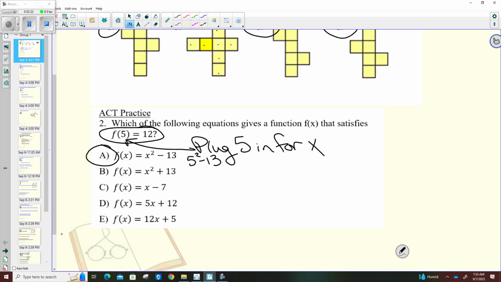But you can quickly look down here, 5 minus 7, you can automatically get rid of c because you get a negative number. But the key is knowing that that f of 5, that function notation, means plug 5 in for x.